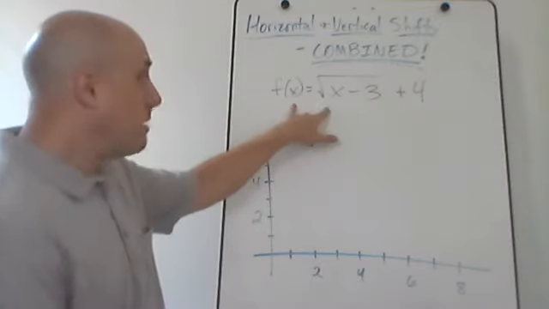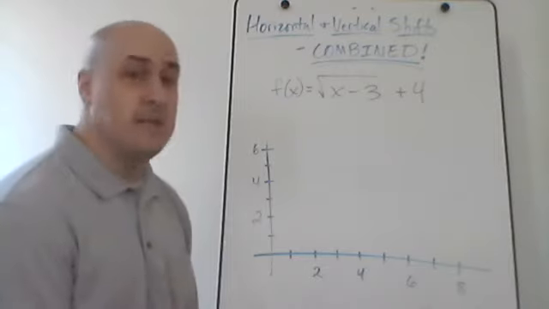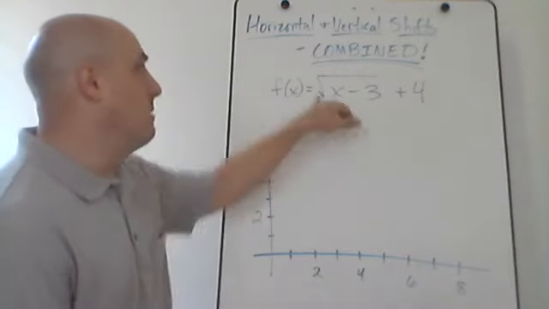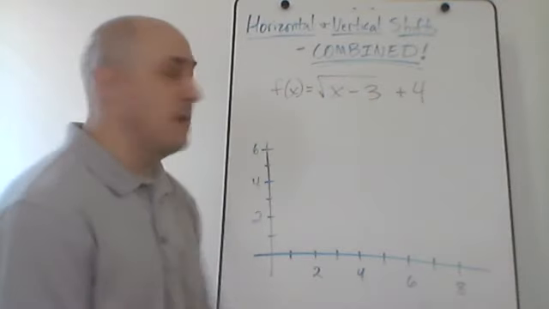Alright, so the function we have to graph here is f of x equals the square root of x minus 3, plus 4. We can see we have a couple things going on here: we have a square root, we're subtracting 3 from the x, and then outside of that square root we have a plus 4.